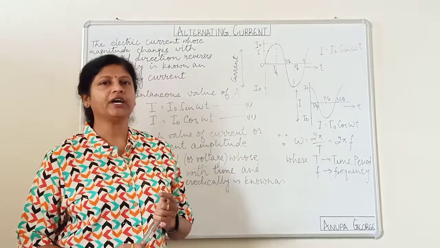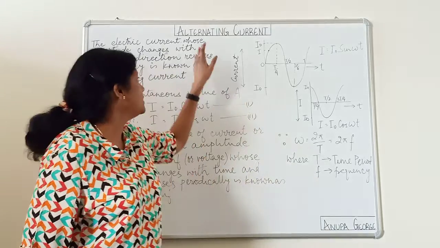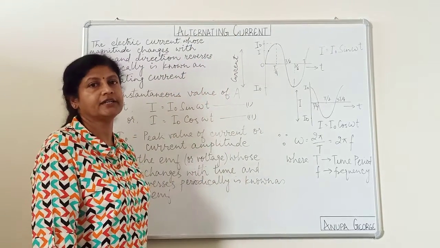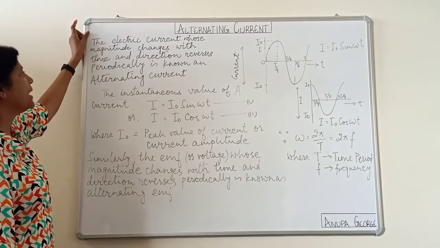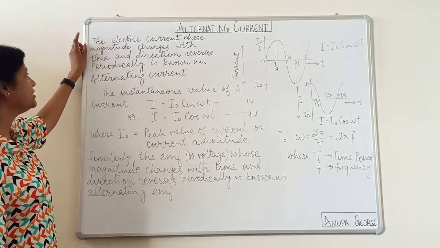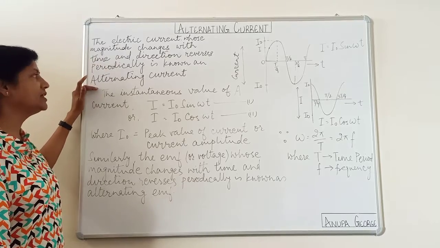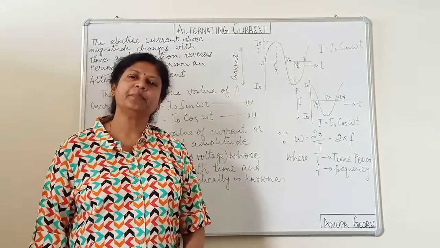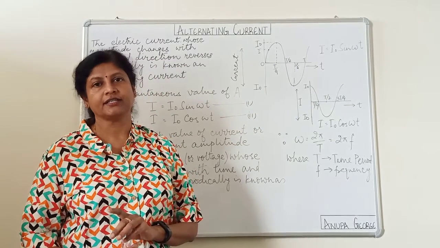Students, today we are going to study alternating current. What is alternating current? The electric current whose magnitude changes with time and direction reverses periodically is known as alternating current. The electric mains supply sends current in a circuit.